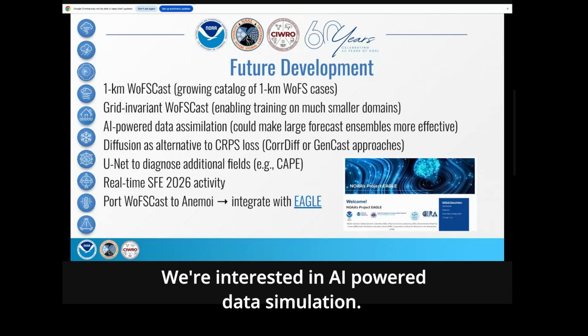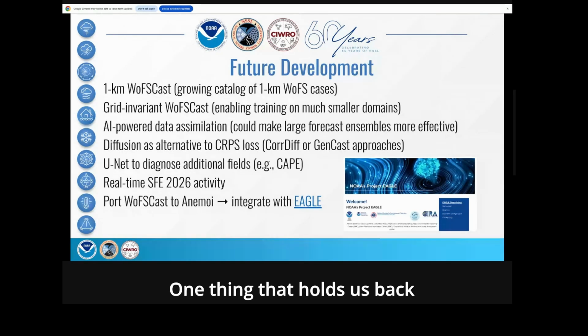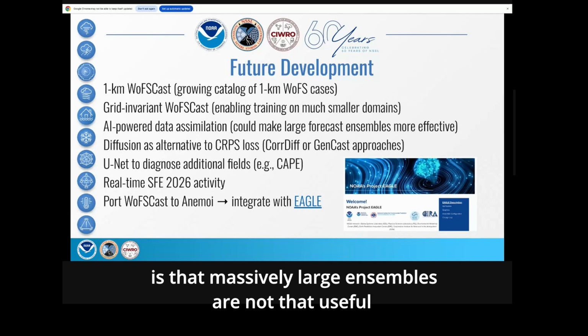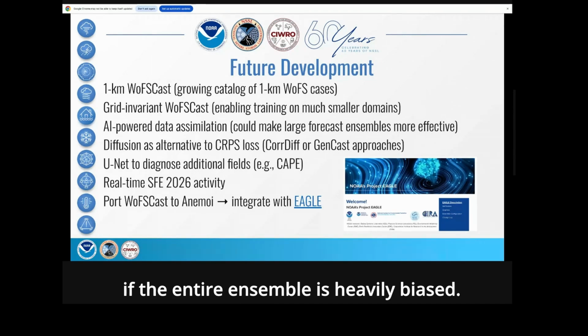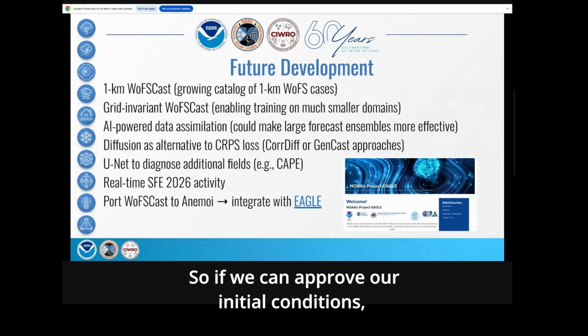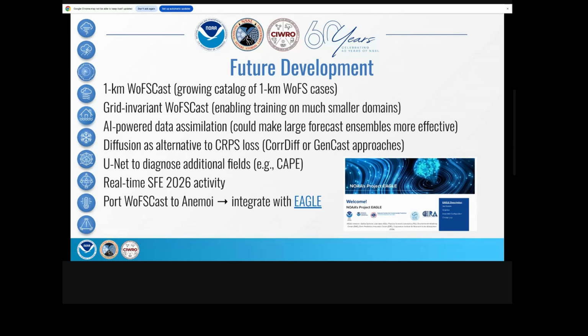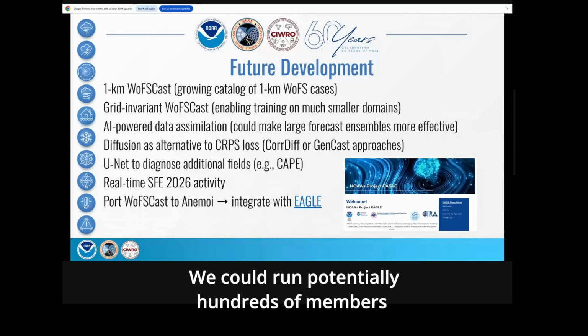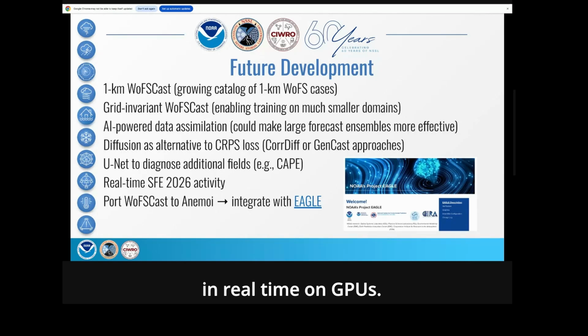We're interested in AI-powered data assimilation. One thing that holds us back from being able to take full advantage of AI is that massively large ensembles are not that useful if the entire ensemble is heavily biased. So if we can improve our initial conditions, we could then maybe get a lot of benefit from running forecast ensembles with more than 18 members. We could run potentially hundreds of members in real time on GPUs.